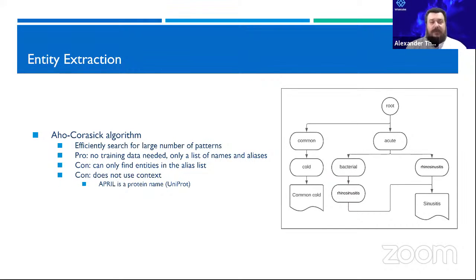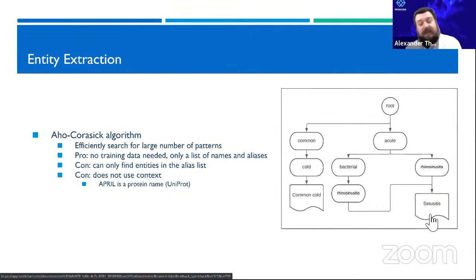So, the Aho-Corasick algorithm. This is a very simple example of the tree structure that you have. Here you have the word acute, and then bacterial rhinosinusitis, or you can go acute rhinosinusitis, and they point to the same entity that we have stored in the tree. So they have the same entry there. Here we have common and cold, that points to the common cold entry.